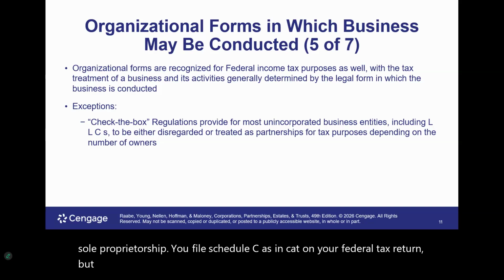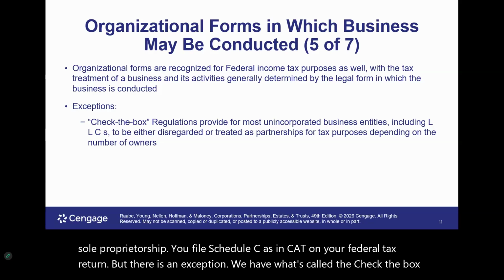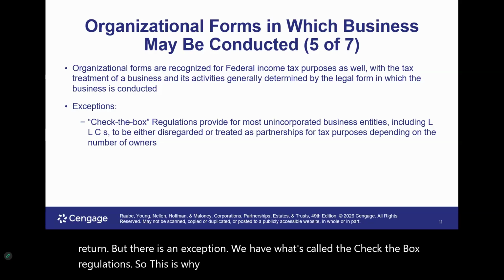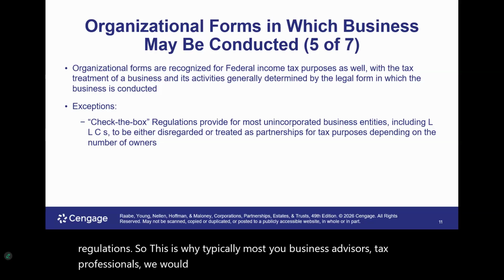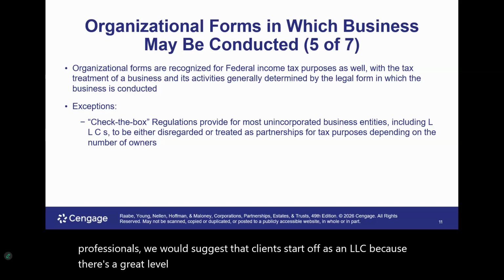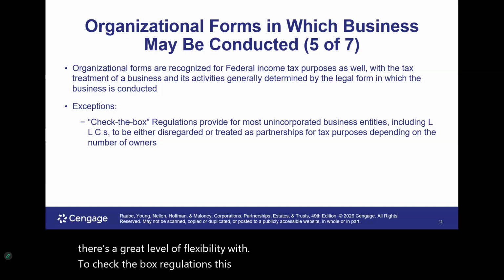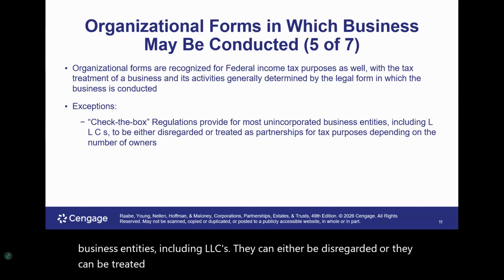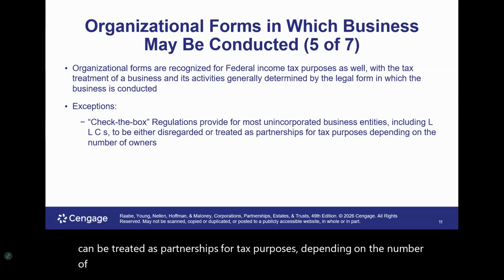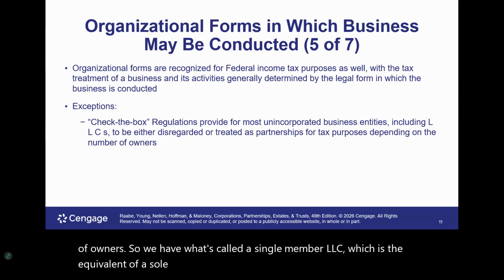We have what's called the check the box regulations. This is why most business advisors and tax professionals would suggest that clients start off as an LLC, because there's a great level of flexibility. With the check the box regulations, most unincorporated business entities, including LLCs, can either be disregarded or treated as partnerships for tax purposes depending on the number of owners. So we have what's called a single member LLC, which is the equivalent of a sole proprietorship. The only difference is that you get limited liability.